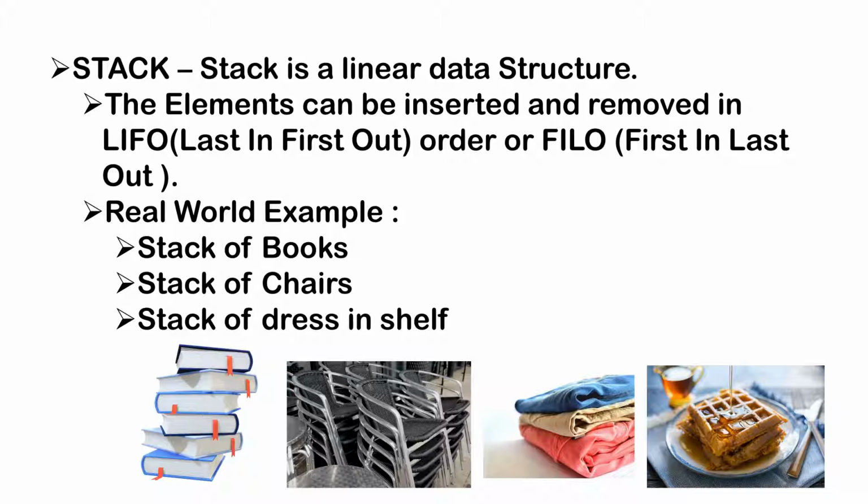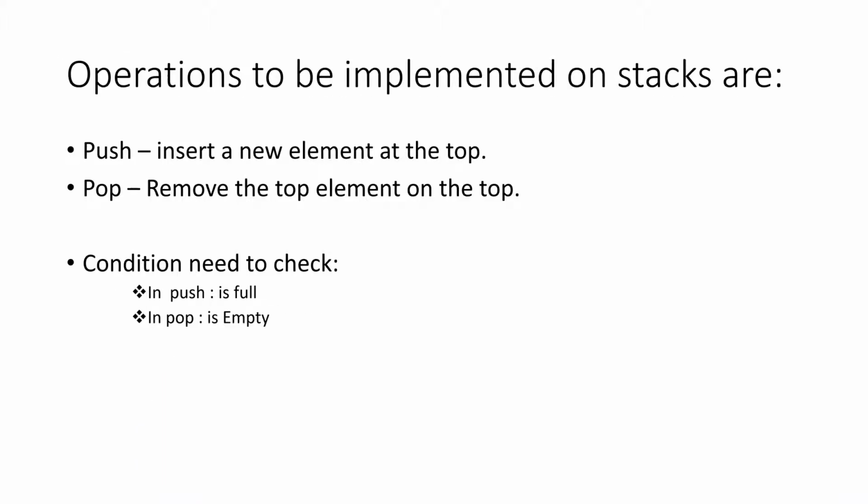Consider an example. If you are stacking your books on your table for reading, you can remove your book one by one from the top, not from the middle or bottom. Another example, if you are stacking chairs in your hallway, you need to remove your chair from the top, which is inserted last. So, this type of data structure is stack. So stack is a collection of elements. The elements are stored one by one in a sequence and removed in an order from last to first.